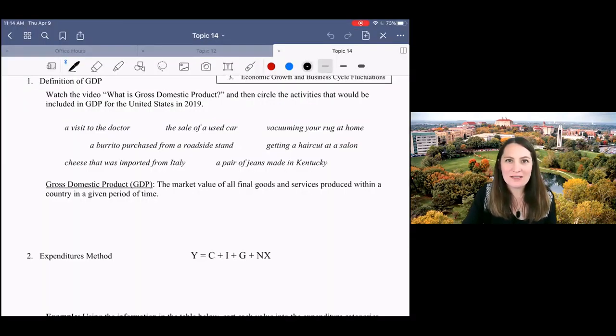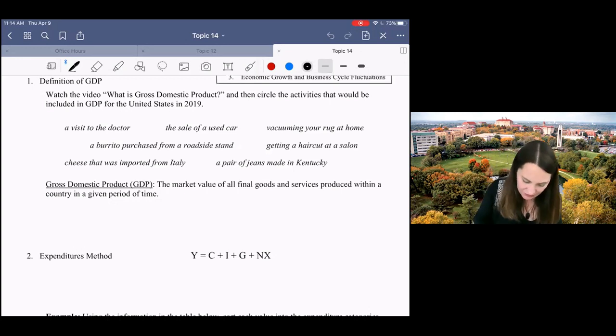All right, now that you've watched the video, let's go through these examples. So, which of these is going to be counted in gross domestic product? In order to be counted, it has to be a final good or service produced within the calendar year of the calculation, and it has to be sold to a consumer. So the government has to be able to observe this sale. So a visit to a doctor would count.